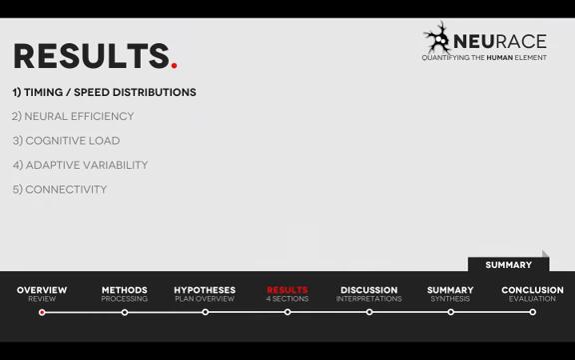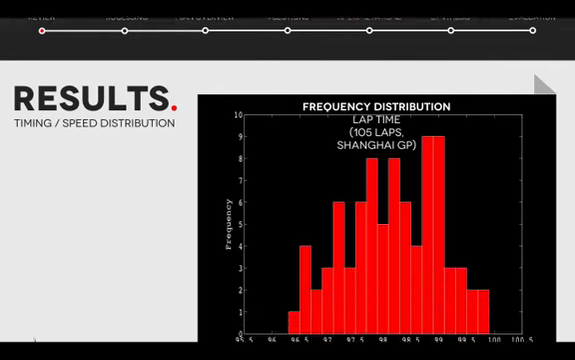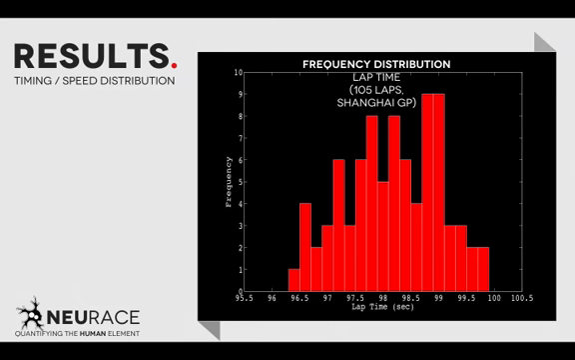So before we get into anything, let's get an idea of the general data set that we're talking about. We gathered data from an experienced driver completing 105 laps in the simulator on one track. This was the Shanghai Grand Prix track. We chose this track for its demand for a very balanced setup and continuous driver management of the understeer and snap oversteer handling problems. So this is a frequency distribution of the lap times across our data set.